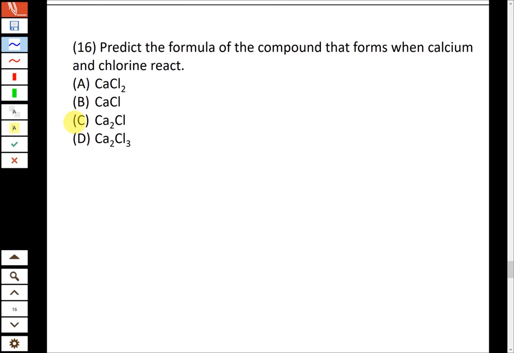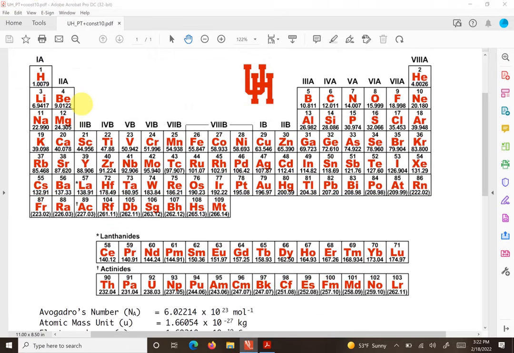So here is calcium and chlorine, so those are the two elements. Ca and Cl are their symbols. So let's go then to the periodic table and predict what charge of ions we would have for these. So an ionic compound is always a metal with a nonmetal. The metal forms a cation, the nonmetal forms an anion, as we've already talked about.